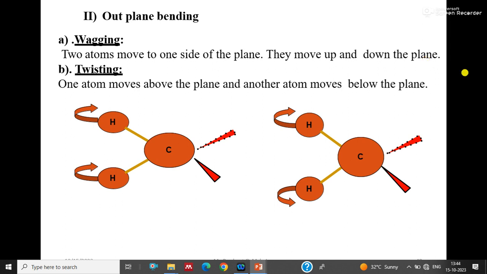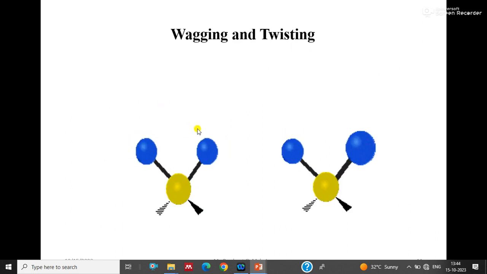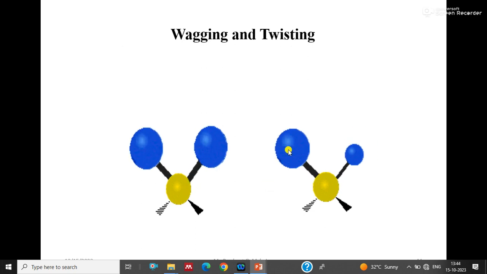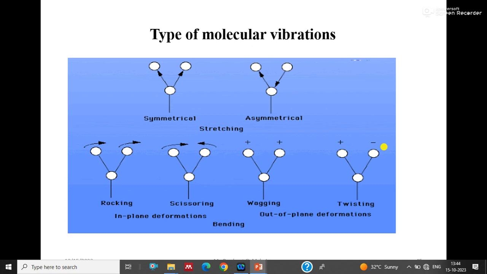In the case of twisting, as we twist pages or clothes in opposite directions, one atom is coming above the plane and the second atom is going below the plane. That is called twisting vibration. So you can see in the figure, both atoms coming above the plane and both going below the plane is called wagging. In the second case, one is coming above and the second is going below, or one is going below and the second is coming above. That is called twisting. So these are the bending vibrations. This is all about the types of molecular vibrations. These two are stretching vibrations, and these are the four bending vibrations. Thank you.